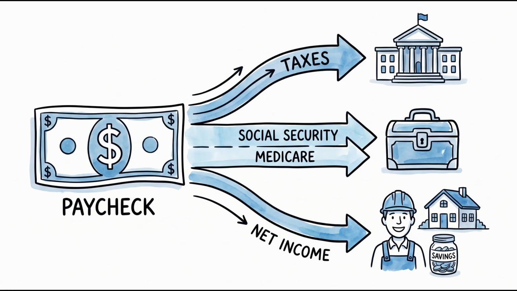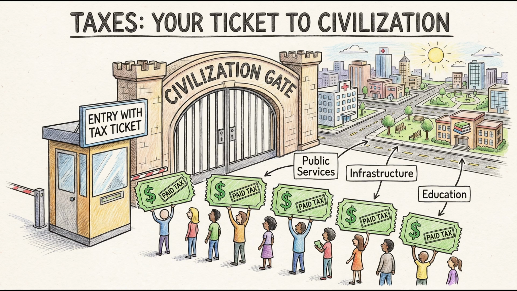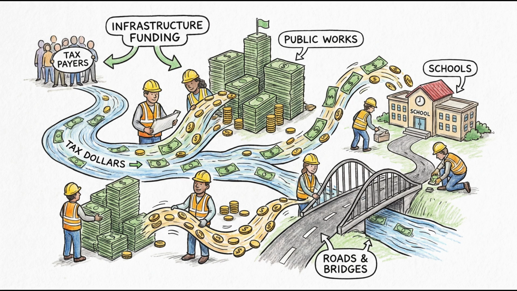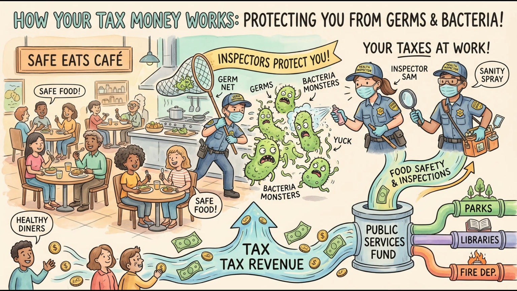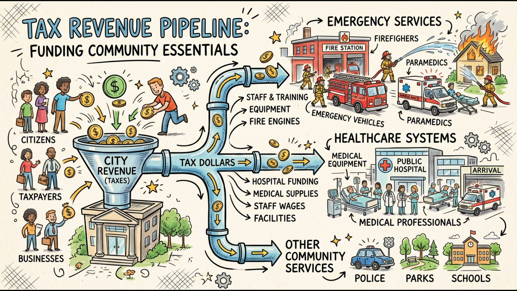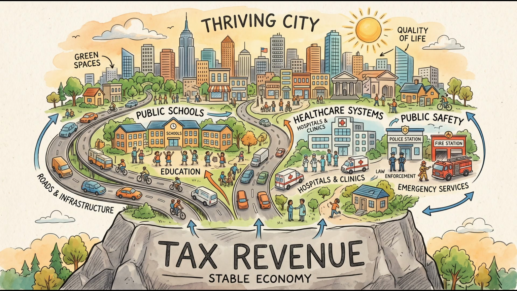And look, as incredibly annoying as it feels to literally watch your money vanish, taxes are basically the price of living inside a civilization. Governments use those funds to build our roads, fund our schools, and regulate food safety, which, by the way, is the exact reason your favorite takeout spot isn't accidentally serving you mystery bacteria. It funds emergency services and healthcare. Bottom line, functioning societies simply cost money.